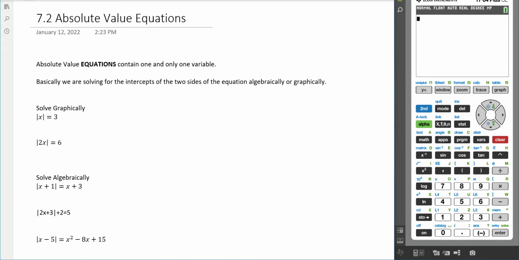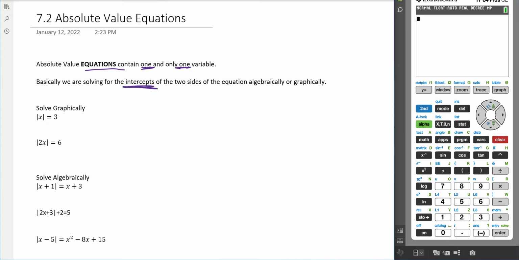Being that it is an equation, equations contain one and only one variable, because you can solve an equation. The two sides are equal to each other. So one and only one variable. We're looking to solve, usually we would write x, but it could be any letter, any variable.